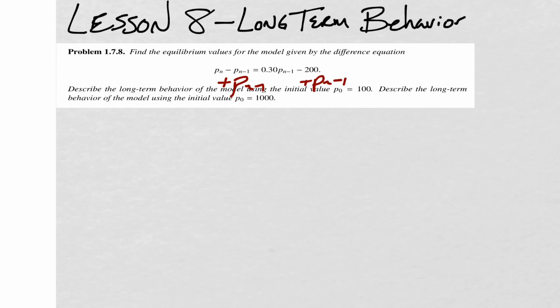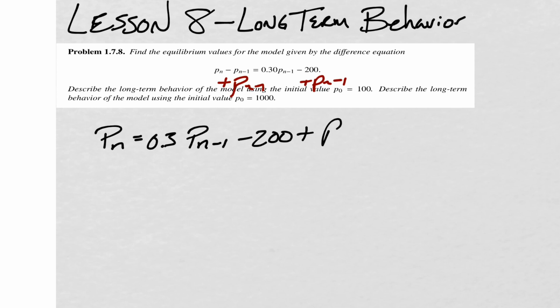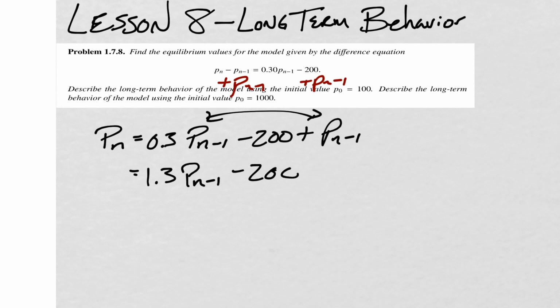And when we do that, what happens is we've got now P sub n is equal to 0.3 P sub n minus 1 minus 200 plus P sub n minus 1. And we've got like terms right here. So we can add these two together and we can get 1.3 P sub n minus 1 minus 200.